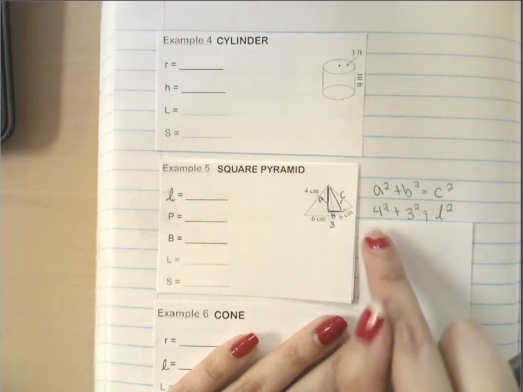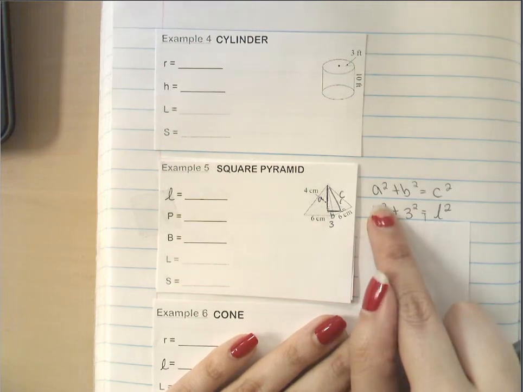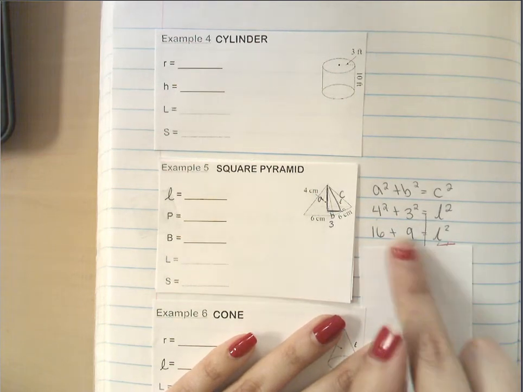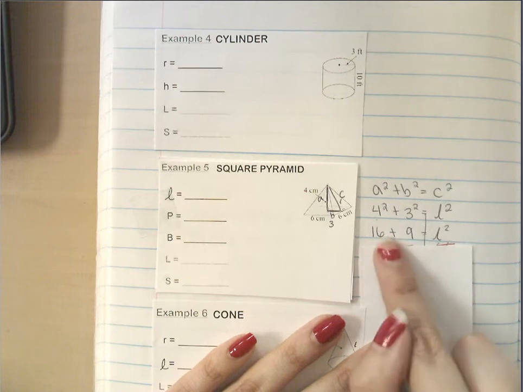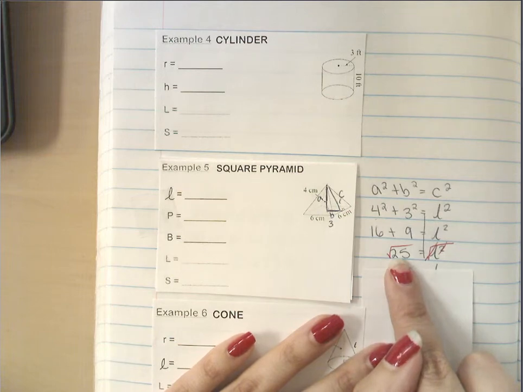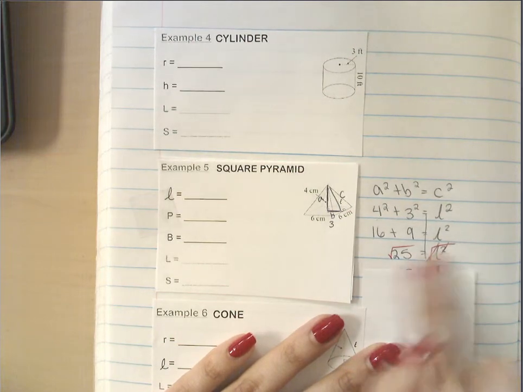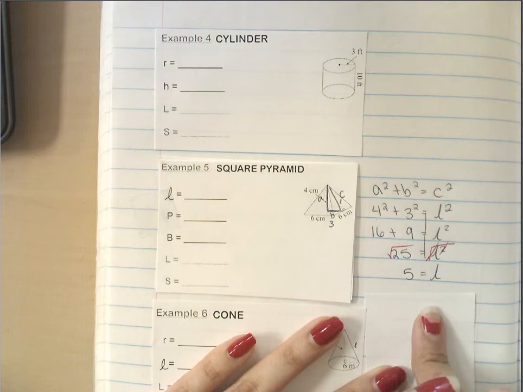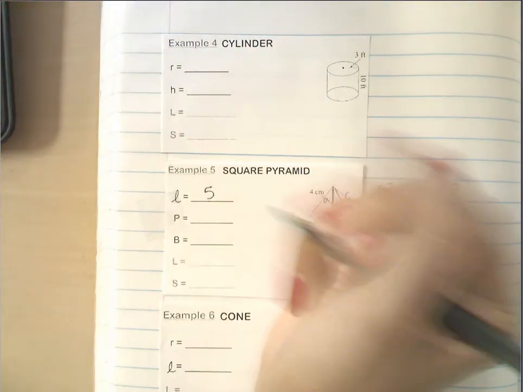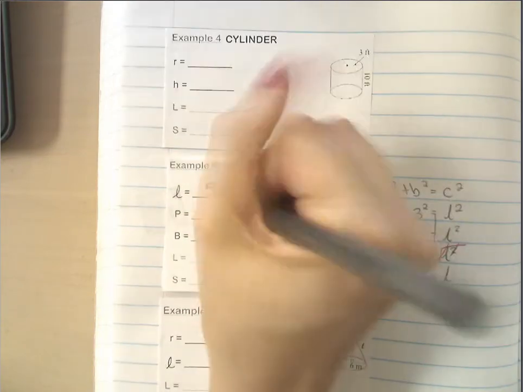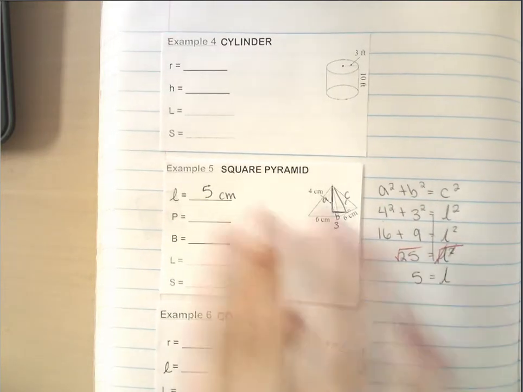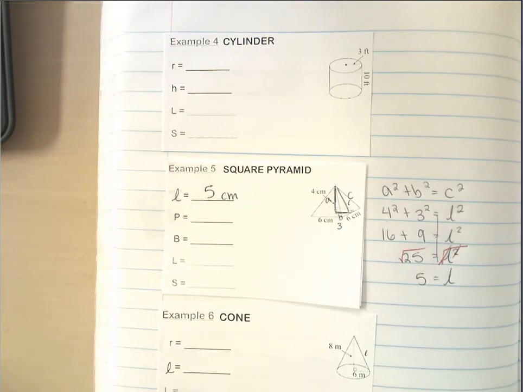So now I'm going to square them. So 4 squared is 16 and 3 squared is 9. There's a plus sign between them. They're both on the left side, so I have to add them. 16 plus 9, that's 25. And then to get rid of the square, I square root both sides. My slanted height is 5. So here, slanted height is 5 centimeters. Once you do this part, everything else is like the problems on the front side of your assignment.